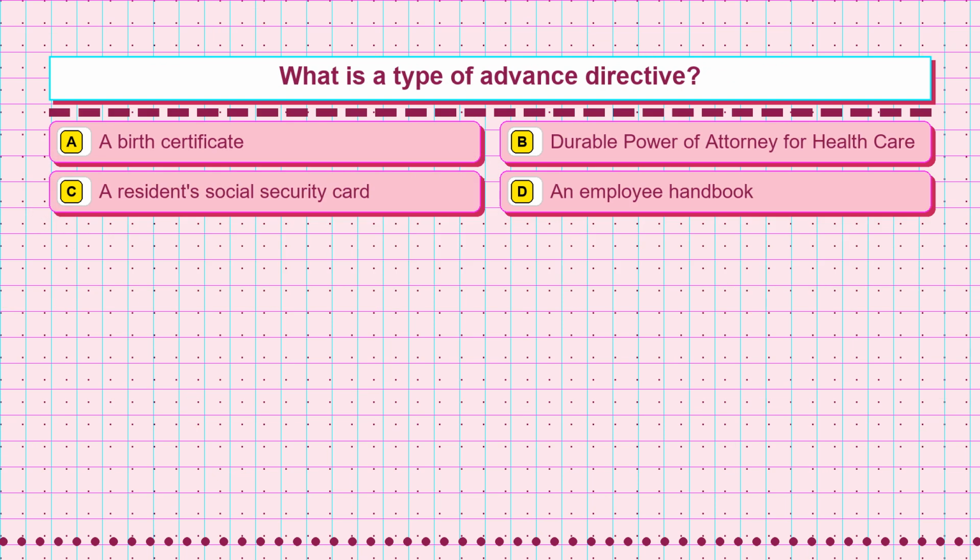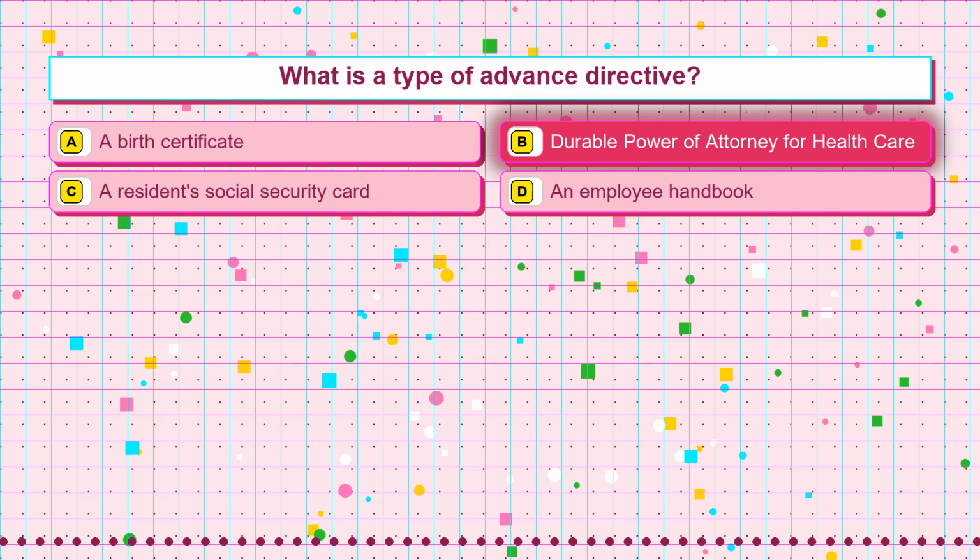Question 97. What is a type of advance directive? Option A. A birth certificate. Option B. Durable power of attorney for healthcare. Option C. A resident's social security card. Option D. An employee handbook.